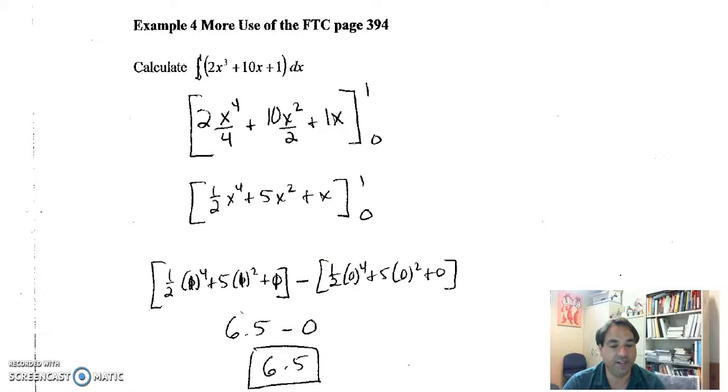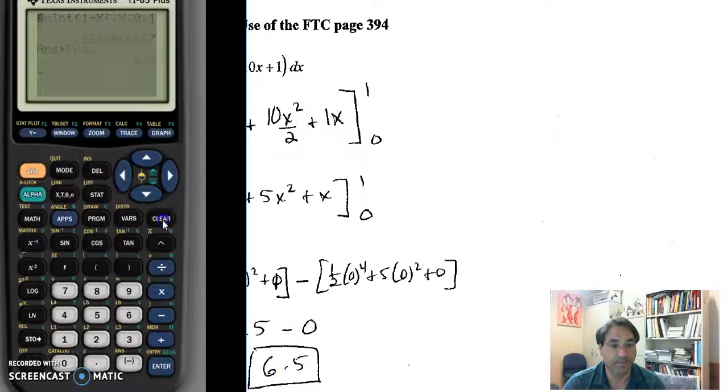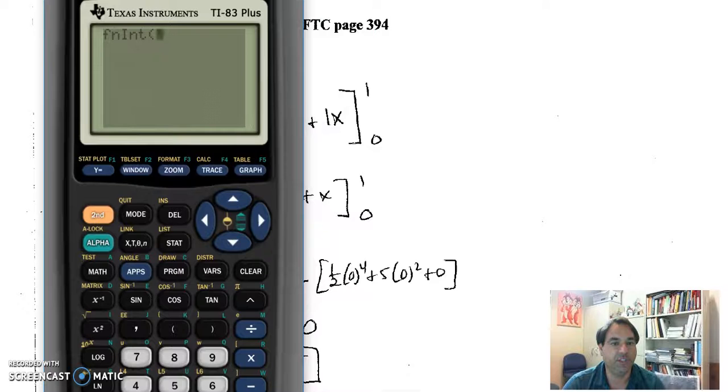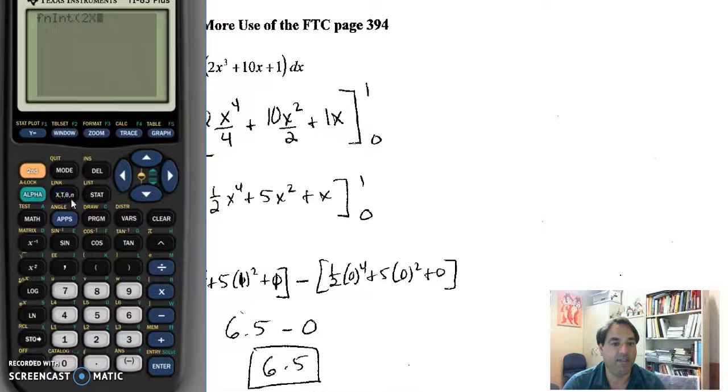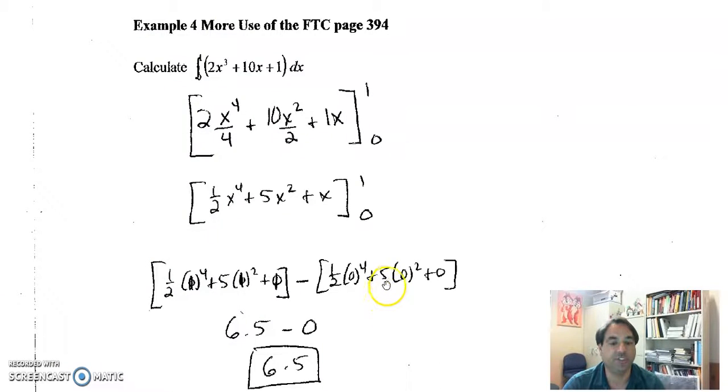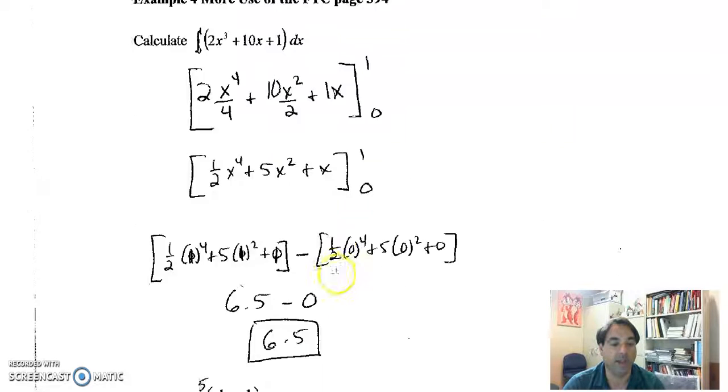Now again, we can check this in the calculator. Go to the calculator. From the home screen, we hit math, the number 9, and we type in the function 2x raised to the third plus 10x plus 1, comma, x, comma, lower number 0, comma, 1, close parenthesis, and when I hit enter, we should get 6.5. And we do. So it's good we can check it in the calculator as well, but you need to show your work by hand.